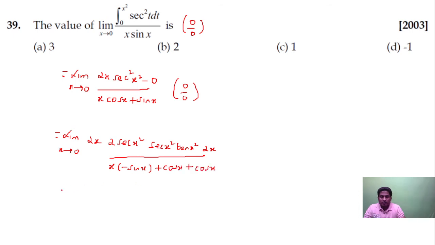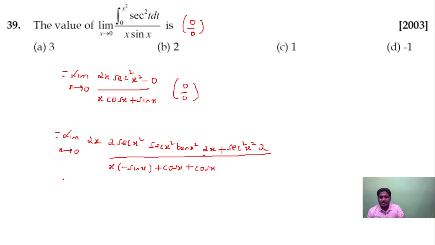X is tending to 0. You take first differentiation of second, first function is 2x, differentiation of sec x square is 2 sec x square into sec x square tan x square, differentiation of x square is 2x. First differentiation of second plus second: sec square of x square, differentiation of 2x is 2.